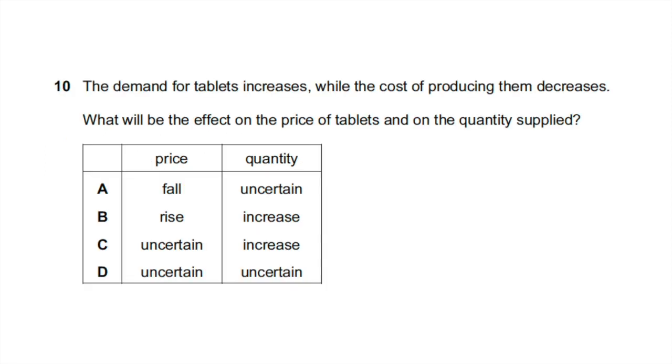Question 10. The demand for tablets increases while the cost of producing them decreases. What will be the effect on the price of tablets and on the quantity supplied? The correct answer here is C, and let me explain why.